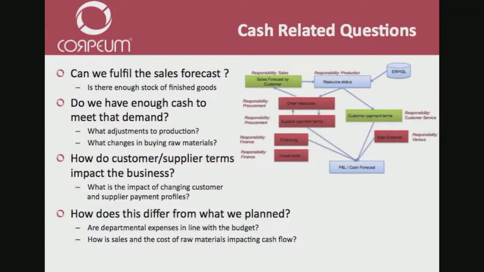Questions such as, can we fulfill the sales demand? Do we have enough cash to make changes to production and the purchase of raw materials? How do customer and supplier payment terms affect the availability of cash? And how does this differ from what we had originally planned? By closely monitoring cash in this way, organizations can be sure to make the best use of a scarce and expensive resource. Now, unlike most systems, CorPeuM has three capabilities that enable the flow of cash to be modeled simply and easily, as we're going to see now.